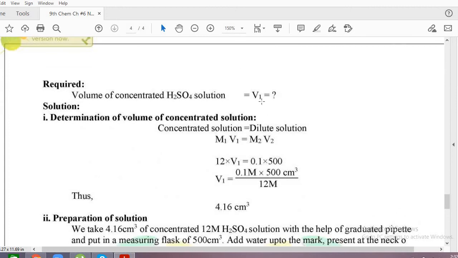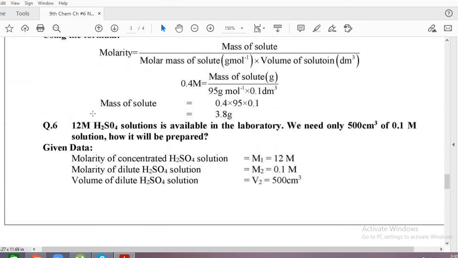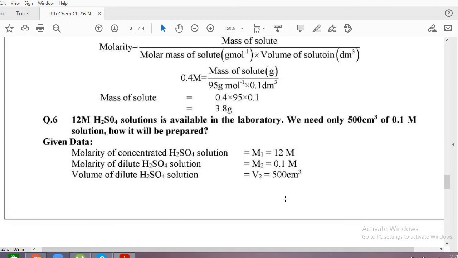We need to calculate the volume V1, and let me explain what we are given. The first molarity given is 12 molar. We have to move to the molarity 0.1 molar. We are given a 12 molar solution, but we need to convert it to 0.1 molar. So M1 is 12 molar and M2 will be 0.1 molar. And the volume of solution which is required is this. So how much volume of this molarity can we use? V1 basically we need to calculate.